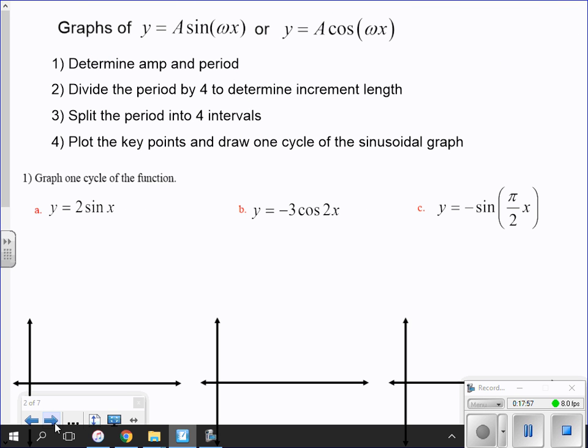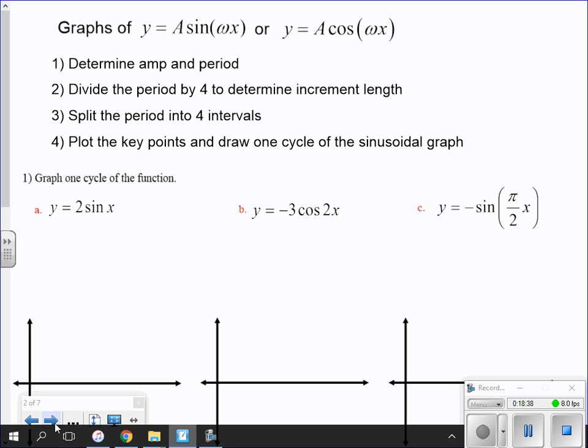So we're going to graph these functions. And these are the simplest, most basic sine and cosine functions. Graphs of y equals a sine wx or y equals a cosine wx. The a in front does the amplitude. My amplitude changes according to that value. That is my amplitude. Normally, if I don't have any number in front, what do we have? We have a 1, right? If I have a sine by itself, it has a 1 there. So our normal amplitude is 1.